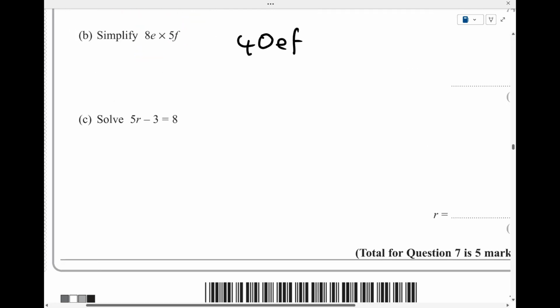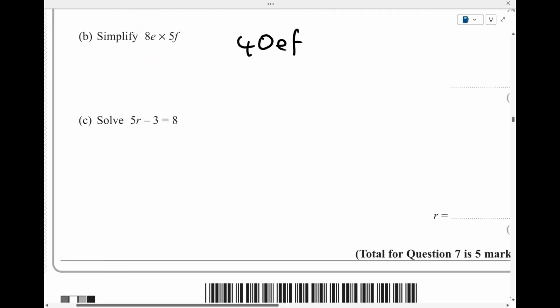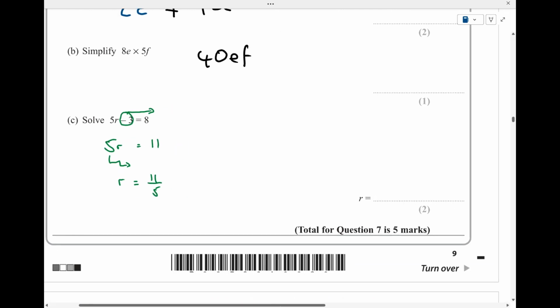Now solve this equation. Now I'm going to do this by floating and pinging, but you might solve equations in different ways. It's up to you. I'm going to float and ping the minus 3. So now I've got 5R equals, it becomes a plus 3. 5R equals 11. And then I'm going to escalate down the 5. So R is 11 over 5. That would be an okay answer. Or you could put it in your calculator if you wanted to, and you would get 2.2.